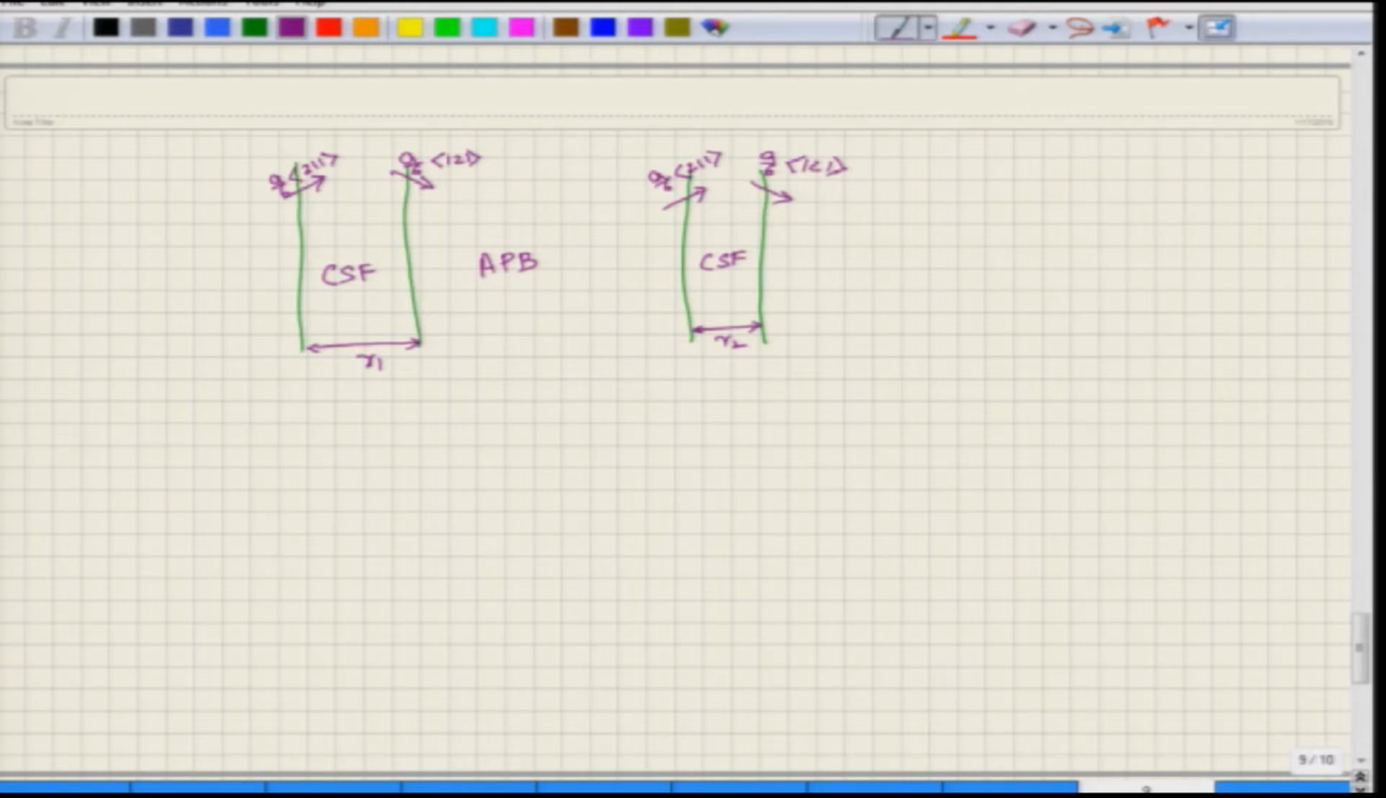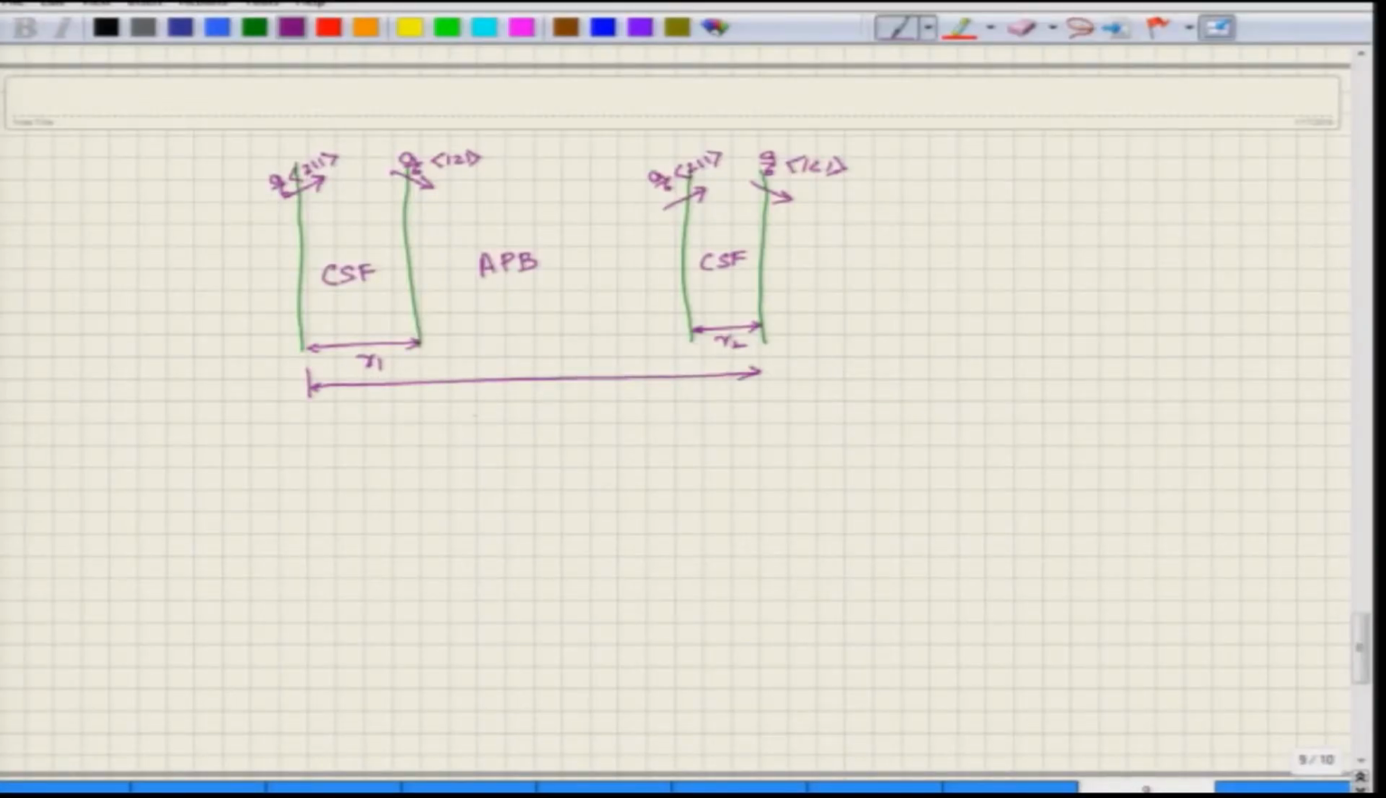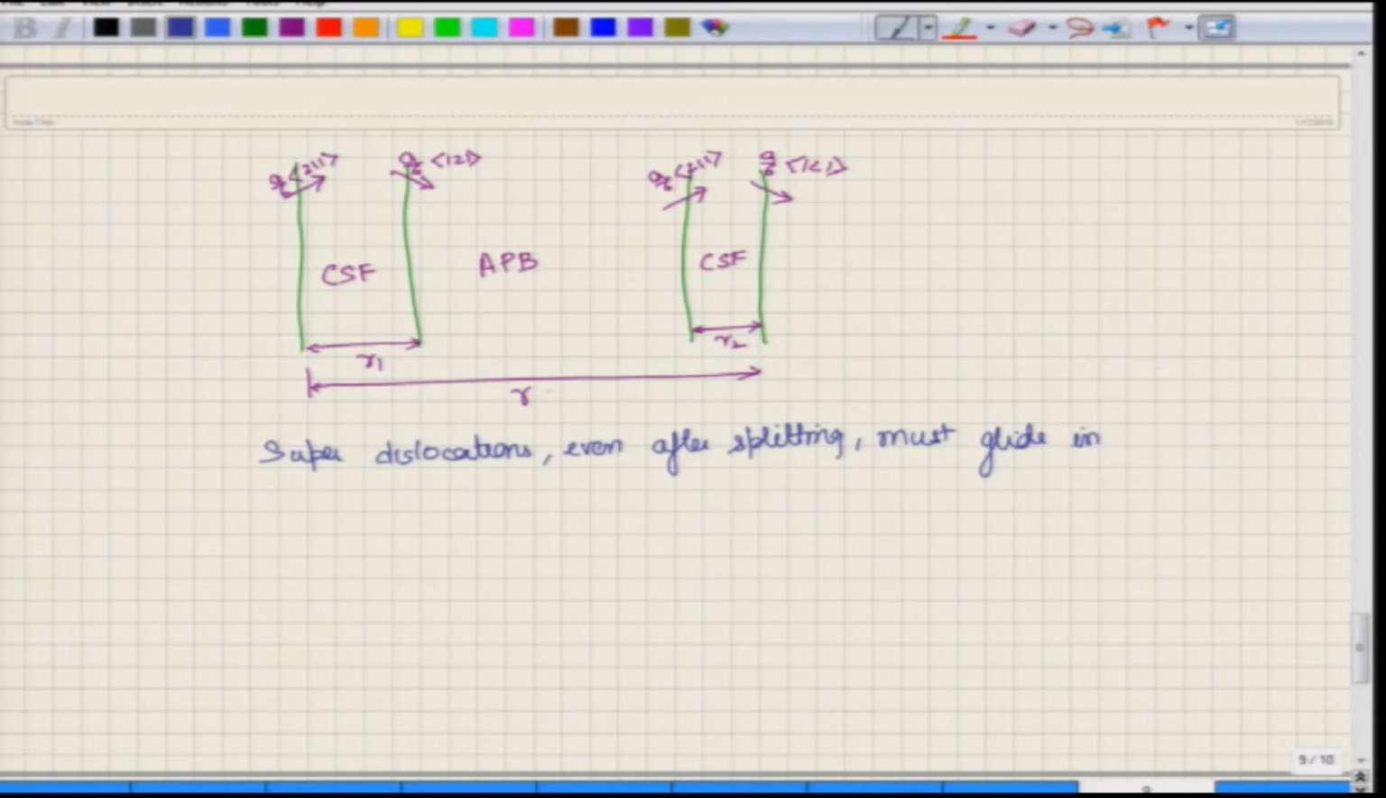Now, if you remember in FCC, we said that partial dislocations always travel in pair. Why? Because the width cannot exceed beyond a certain value. Here also, we have looked at there is a width R1, R2, and there is a total width R. Now, this width cannot be exceeded. It means that the super dislocations, even after splitting, must travel in pair, must glide in pair, not travel, must glide in pair.